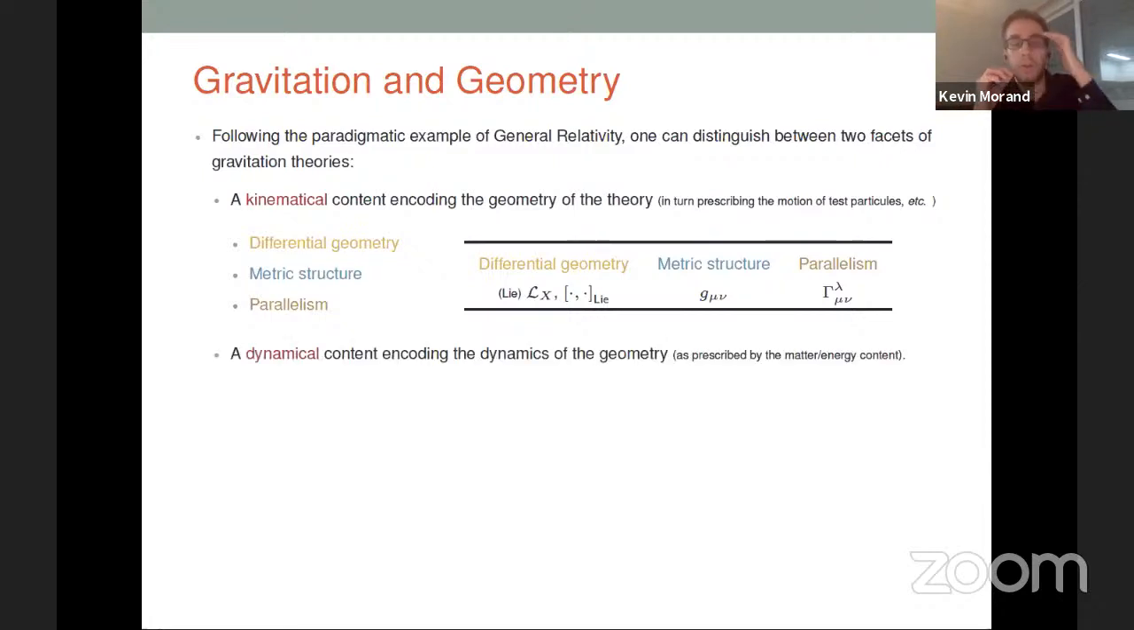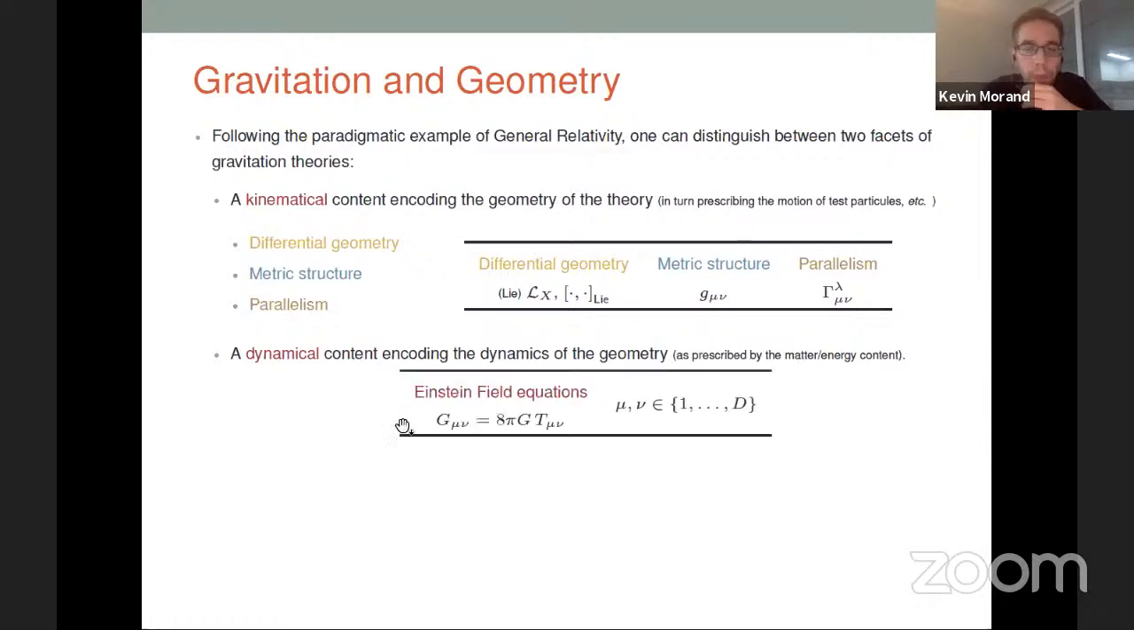To this, we should add the dynamical content, which encodes the dynamics of the geometry. More precisely, we give a dynamics to the metric structure, which is prescribed by the distribution of matter energy content, as we all know very well, which is given by the Einstein field equations. Okay, so these very basic remarks provide some kind of chart in order to modify general relativity.